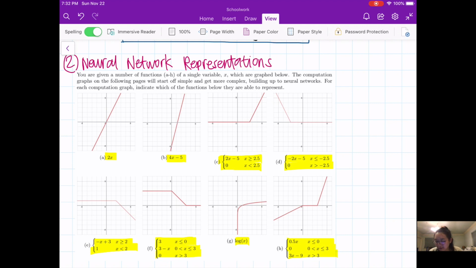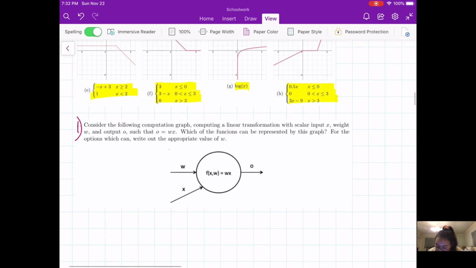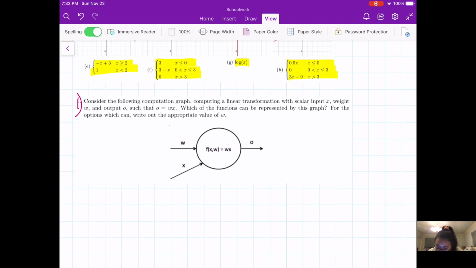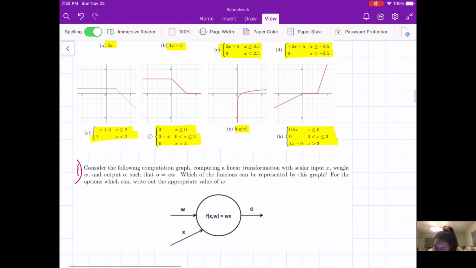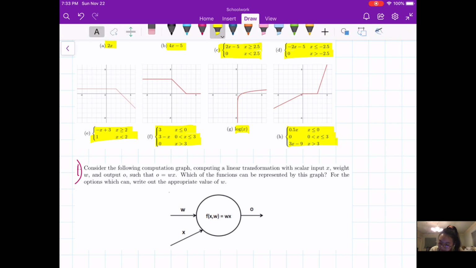And yeah, now let's just try number 1 to get a feel for this problem. So here we have the first one. Consider that for this computation graph, we are just taking in a weight and a scalar, and the output is just going to be wx. So just multiplying the weight to the input. So which of the functions can be represented from this graph?